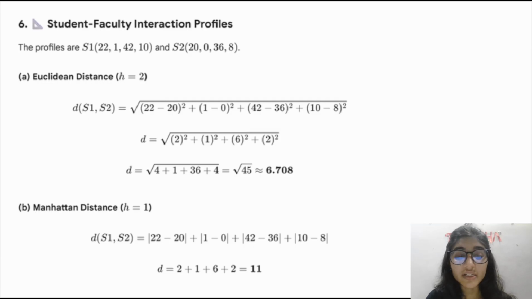Now to calculate the Manhattan distance, in which h is equal to 1, the distance will be the sum of |22 - 20| + |1 - 0| + |42 - 36| + |10 - 8|, which will give us 11.